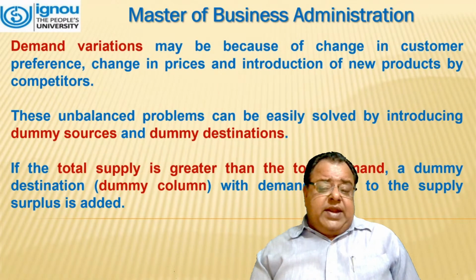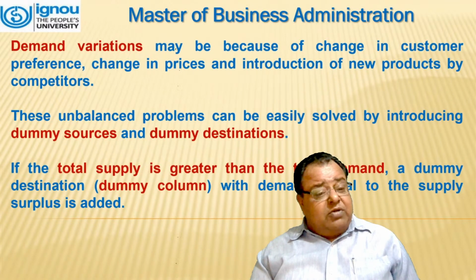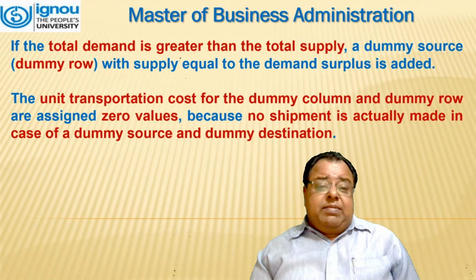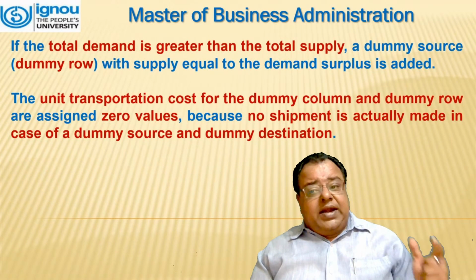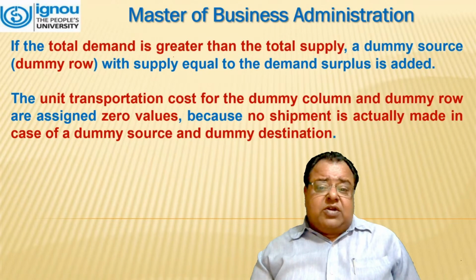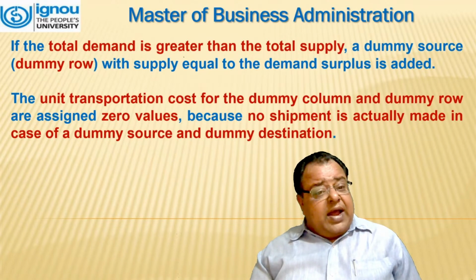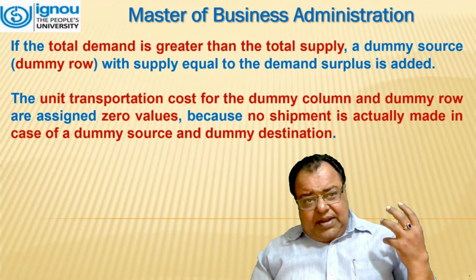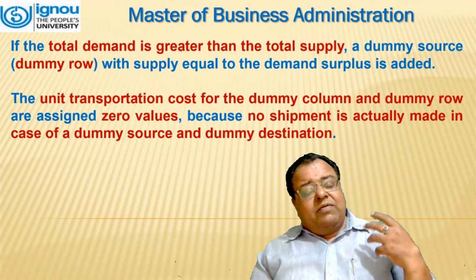If the total supply is greater than total demand, a dummy destination, that is a dummy column, with demand equal to the supply surplus is added. If the total demand is greater than the total supply, a dummy source, a dummy row, with supply equal to the demand surplus is added. The unit transportation costs for the dummy column and dummy row are assigned zero values because no shipment is actually made in the case of a dummy source or dummy destination. These are the constraints we have to keep in mind while solving the problem.